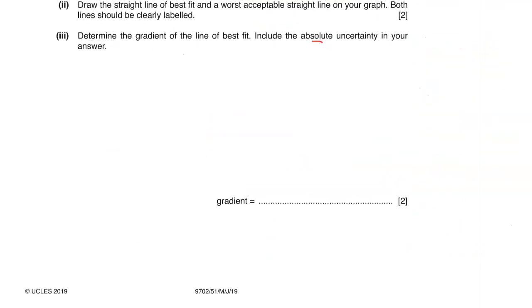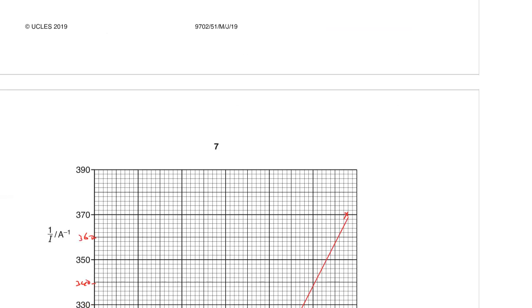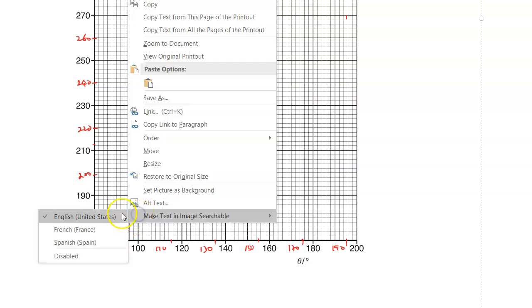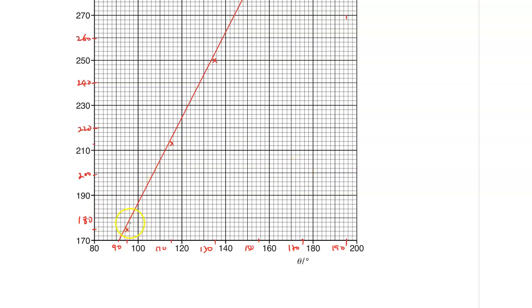Let me change color. We'll use green. For the first one, the error is plus or minus 3. Each division here is 2, so from this it is 1, 2, 3. So from here to there, that is my first error bar.